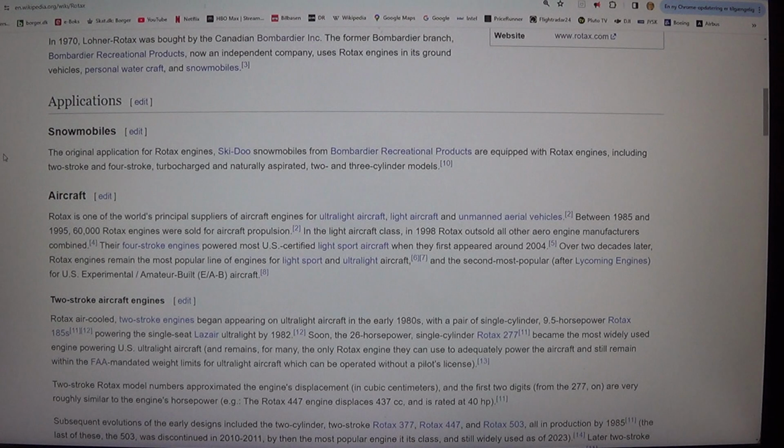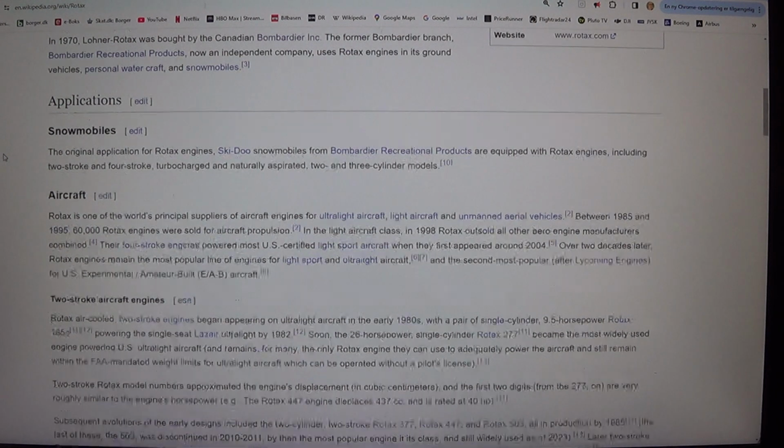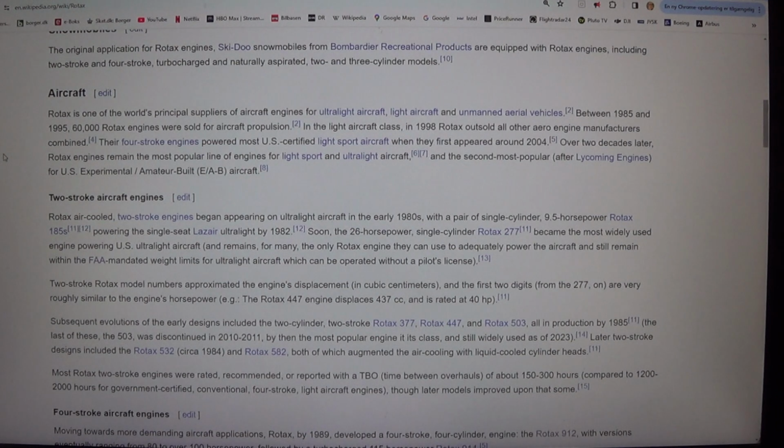The original application for Rotax engines: Ski-Doo snowmobiles from Bombardier Recreational Products are equipped with Rotax engines, including two-stroke and four-stroke, turbocharged and naturally aspirated, two- and three-cylinder models. Aircraft. Rotax is one of the world's principal suppliers of aircraft engines for ultralight aircraft, light aircraft and unmanned aerial vehicles. Between 1985 and 1995, 60,000 Rotax engines were sold for aircraft propulsion.